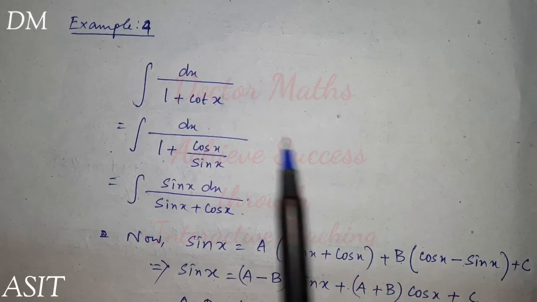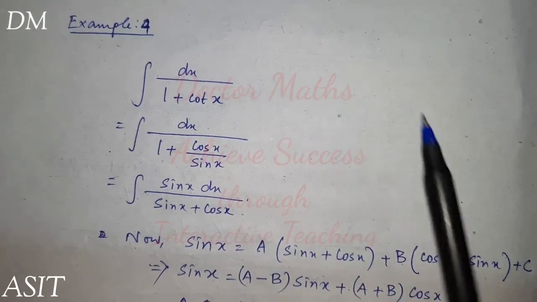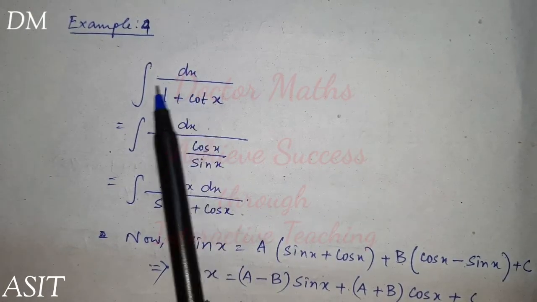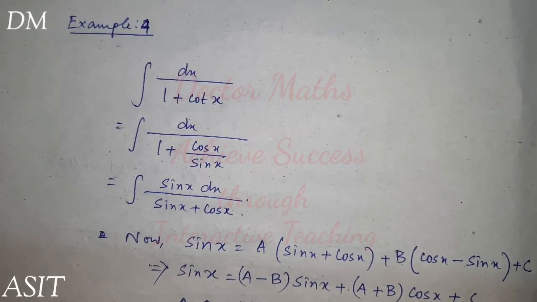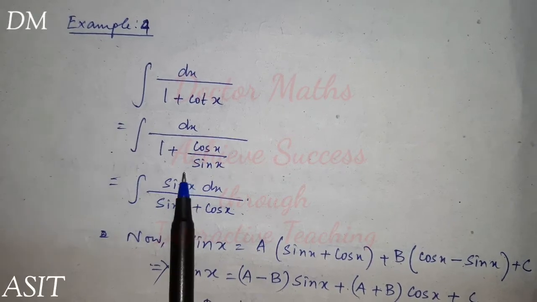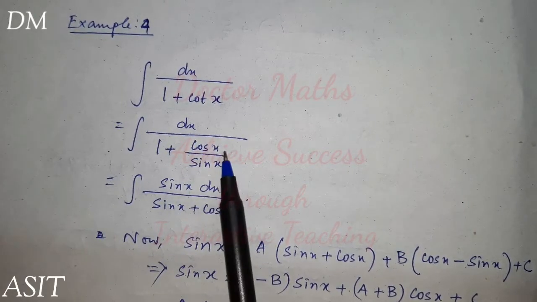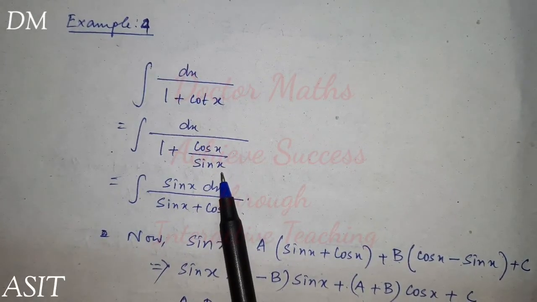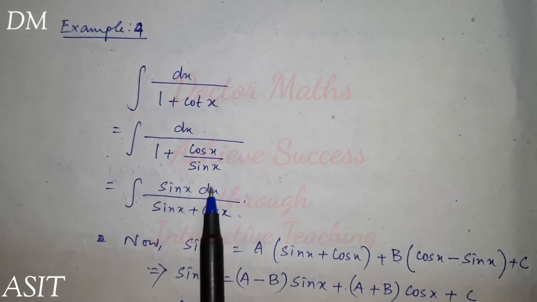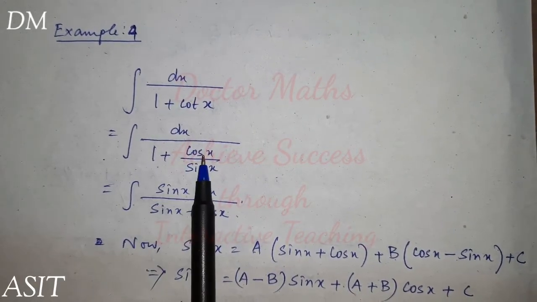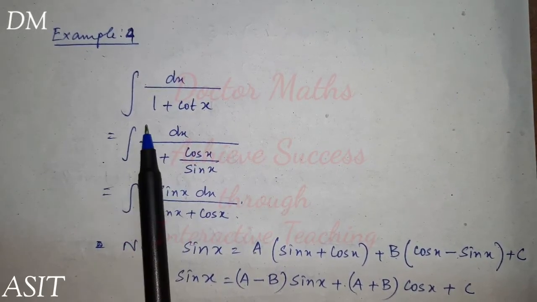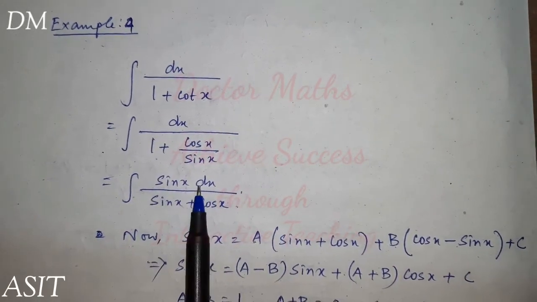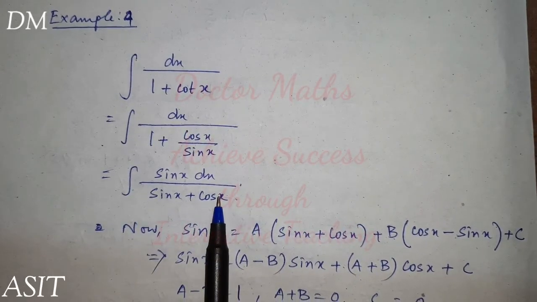Now let us see the fourth example. It is given that integration of dx by 1 plus cot x. So here I will write cot x as cos x/sin x. Then I will do the LCM, so it will be (sin x plus cos x)/sin x. This sin x in the denominator will go in the numerator, so it will be sin x dx by (sin x plus cos x).